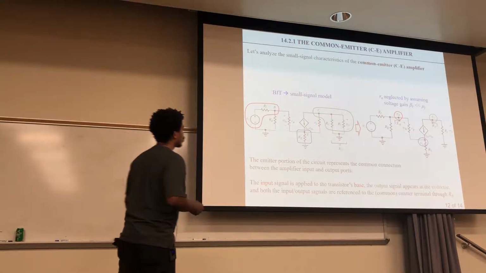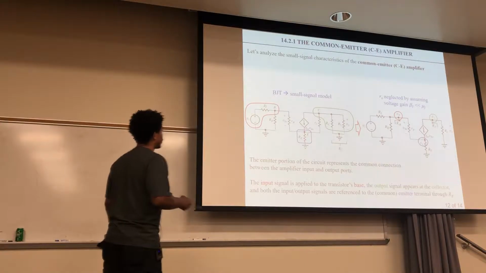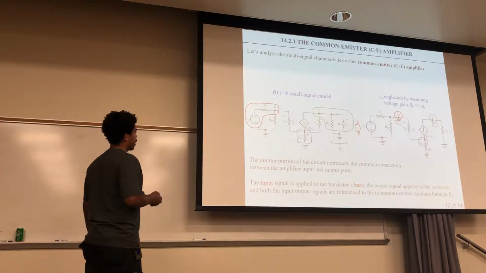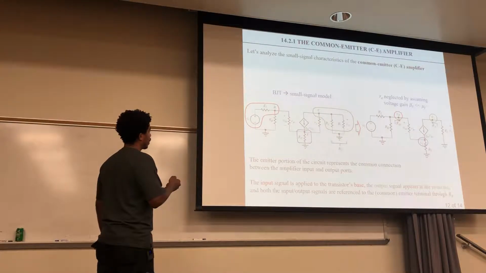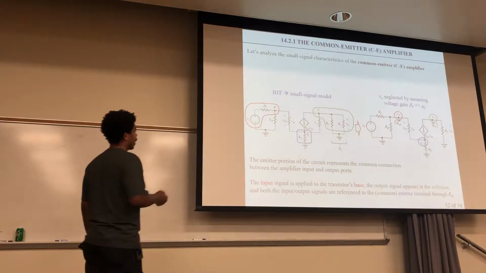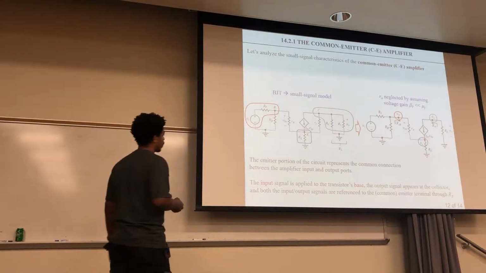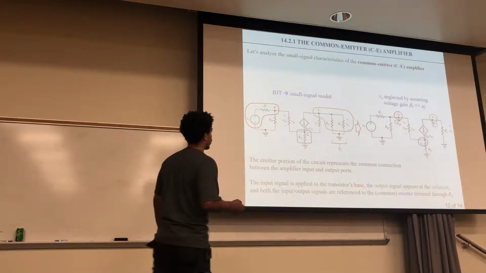Now the emitter portion of the circuit represents the common connection between the amplifier and the input ports. So that's what this is right here. And the input signal is applied to the transistor base right here. So here's the input signal, and that's where the base is, B. And the output signal appears at the collector, okay? And both input and output signals are a reference to the common emitter terminal through RE.